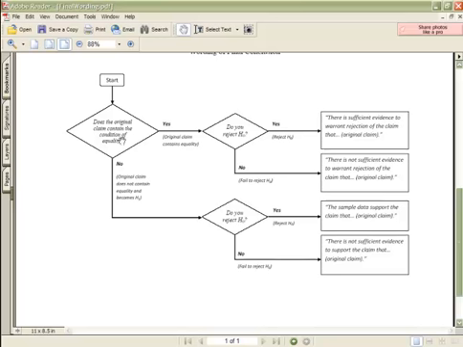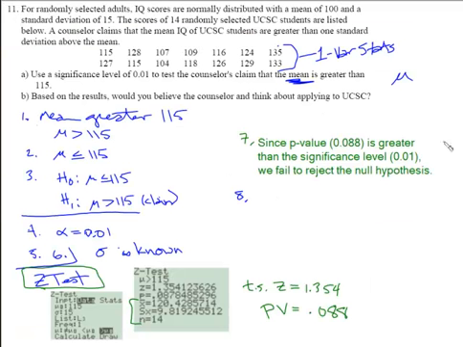And here we go. Does the original claim contain a condition of equality? We had a greater than sign there, so that's a no. Do you reject the null hypothesis? We failed to reject it, so we go down here. We say there's not sufficient evidence to support the claim. So that's going to be our final wording, our conclusion.